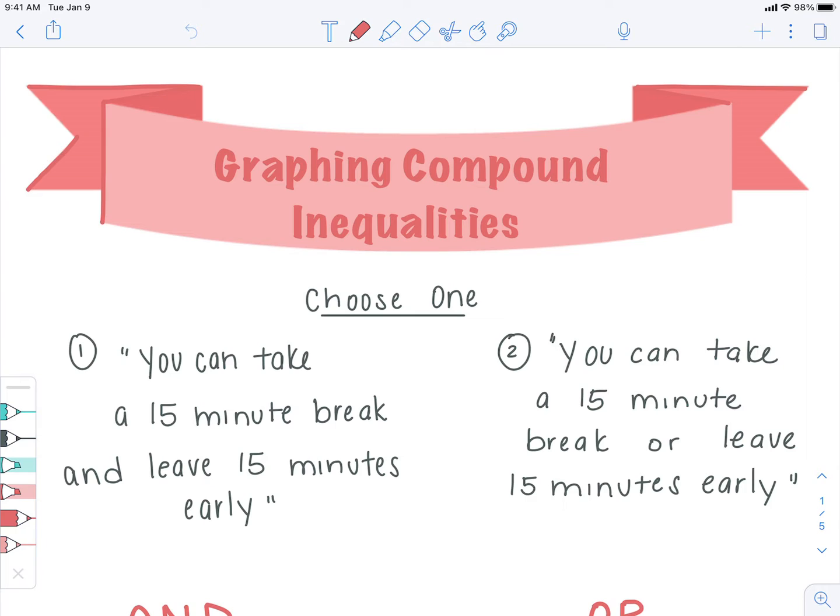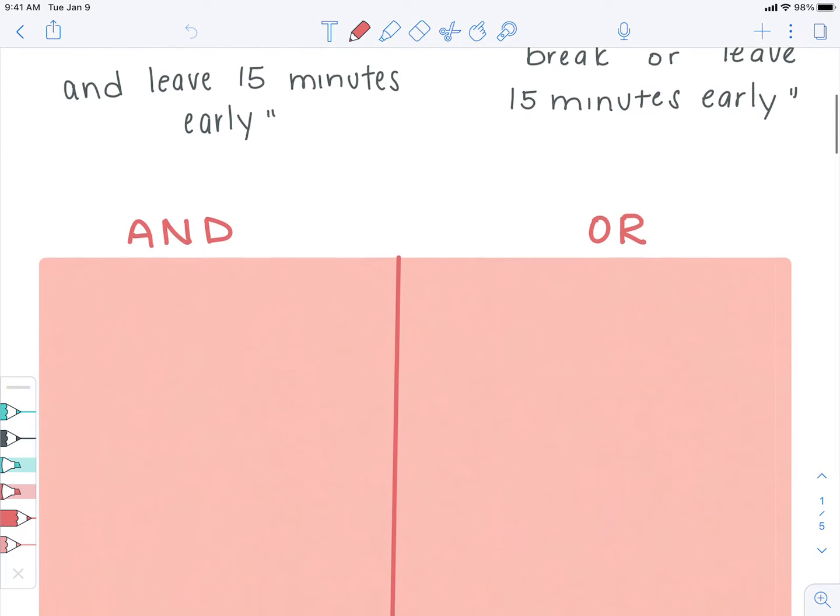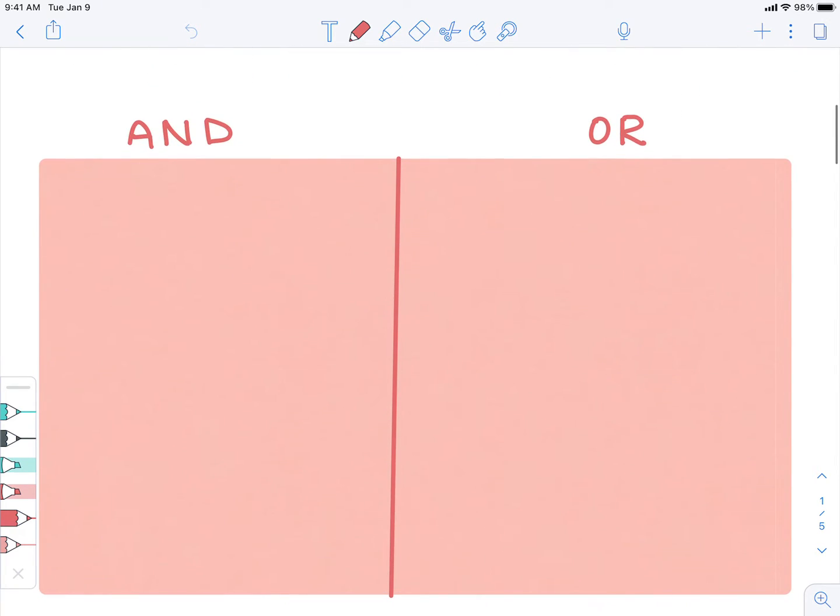All the problems we're going to be looking at today are going to be either and problems or or problems. So when we're graphing and problems, we want to make sure that our solutions, or what we're graphing, has to be true for both inequalities. So I can't shade something in unless it's true for both inequalities.